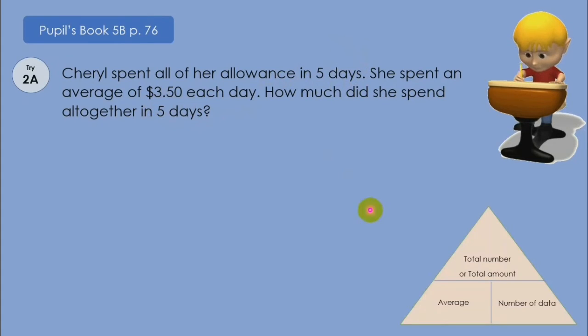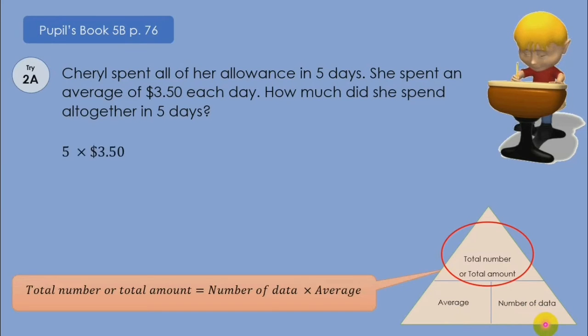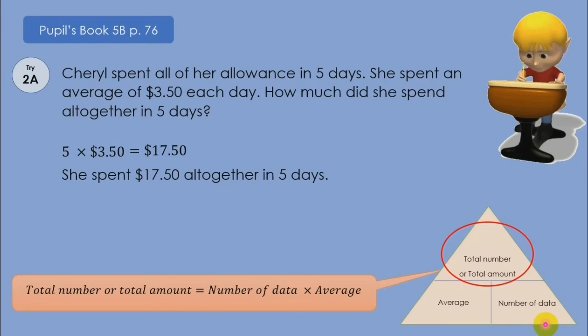Remember, we can use this magic triangle to help us. We know the given average is $3.50 and the number of data is 5. How can we find the total amount? Amazing! Look at this triangle. We can find the total amount by multiplying the average of money that she spent by the number of days. 5 times $3.50. What is the answer? $17.50. Hence, she spent $17.50 altogether in 5 days. Well done.